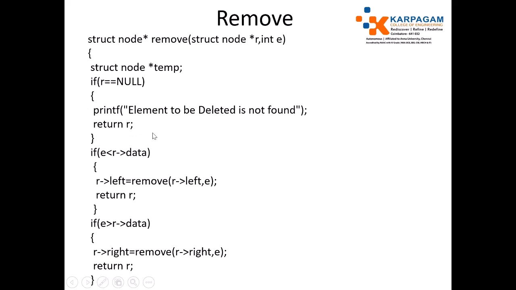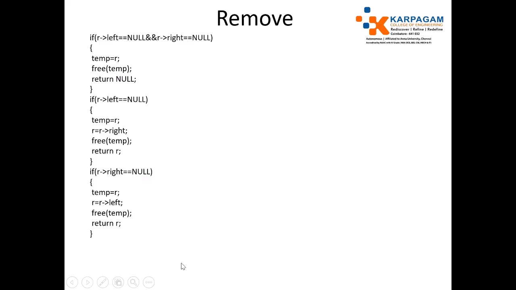Okay, just check whether the root node is null. If it is null, just say element is not found. If the element to be deleted is less than the root node of data, move left. If the element to be deleted is greater than the root node of data, move right. And if the element to be deleted is found and it has left node null as well as right node null, just remove it. If it has a right child, use the expression r equal to r of right to copy the content into the element to be deleted position. And if it has a left side, copy the contents to the element to be deleted position by using r equal to r of left.